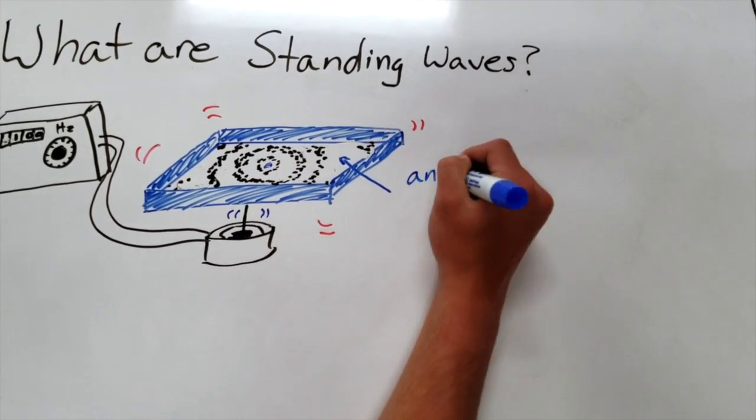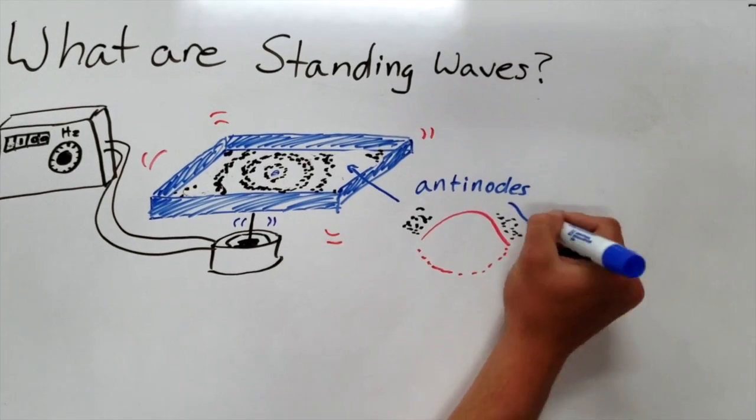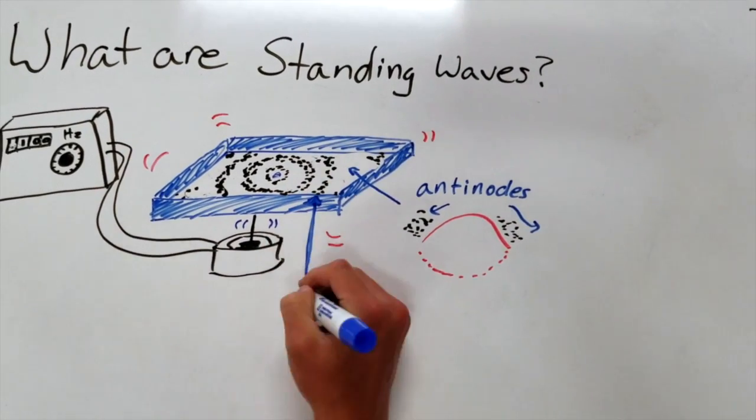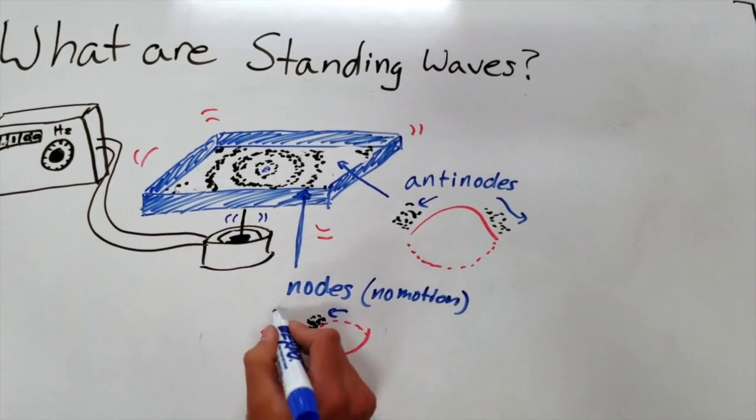The antinodes will push those sand particles away, since it is constantly moving, and the nodes, where there's no motion, will collect all the sand particles.